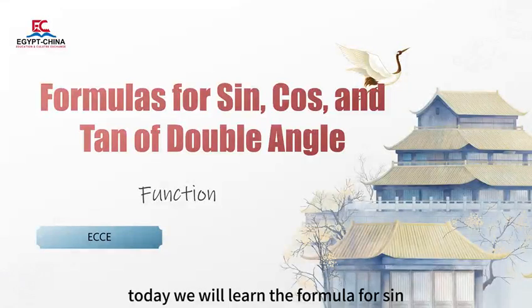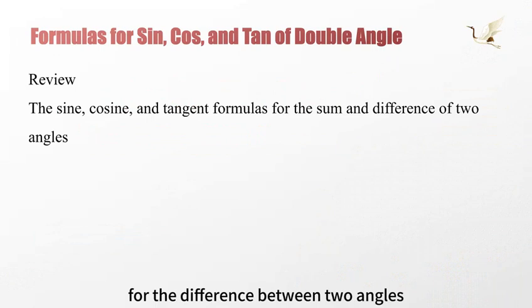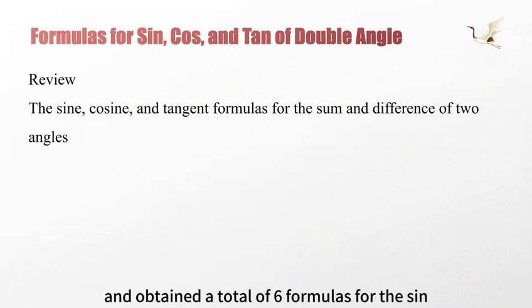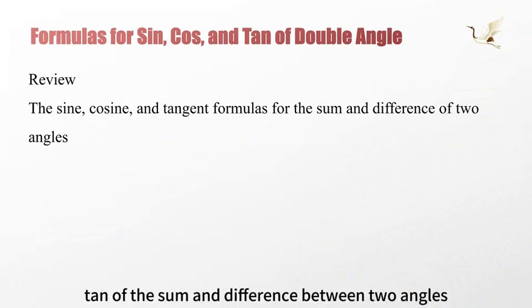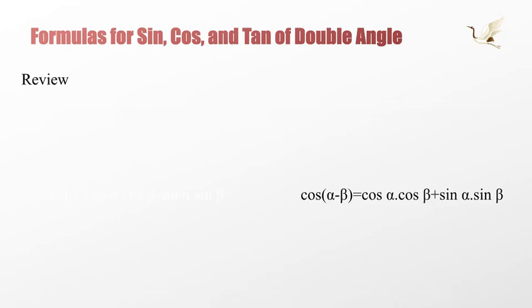Hello everyone, today we will learn the formula for sine, cosine, and tangent of the double angle together. In the previous class, we derived the cosine formula for the difference between two angles and obtained a total of 6 formulas for the sine, cosine, and tangent of the sum and difference of two angles. Let's first review our exploration process in the previous class.